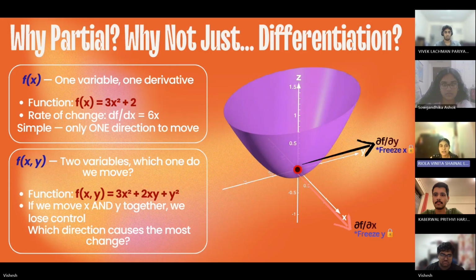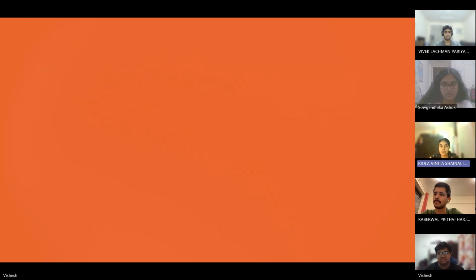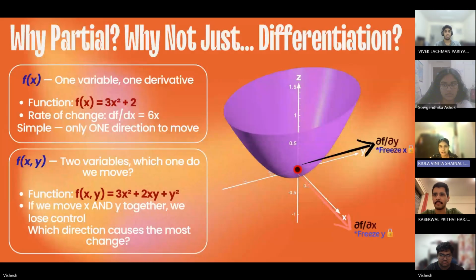Now, look at the 3D surface on the right. That curved shape represents a function with two variables in space. At any point on that surface, you can move in two directions. The pink arrow, dou f by dou x, means that we are keeping y constant and only changing x. The white arrow, dou f by dou y, means that we fix x and only change y. And that lock symbol is very intentional because it shows that we are freezing one variable so that we can study the other one clearly. So that's the whole idea. Change one variable and keep everything else fixed.